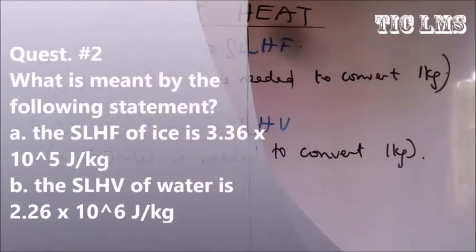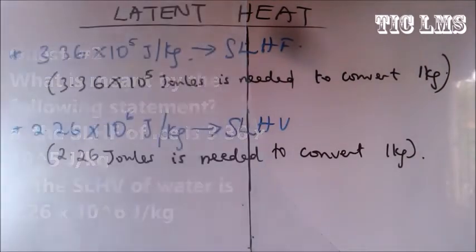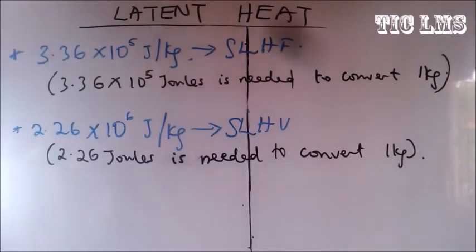Okay, this next question says, what is meant by the following statements? A. The specific latent heat of fusion of ice is 3.36 times 10 raised to the power 5 joules per kilogram. And B. The specific latent heat of vaporization of water is 2.26 times 10 raised to the power 6 joules per kilogram. Now, what does this statement mean?